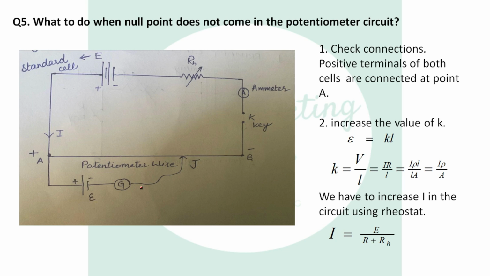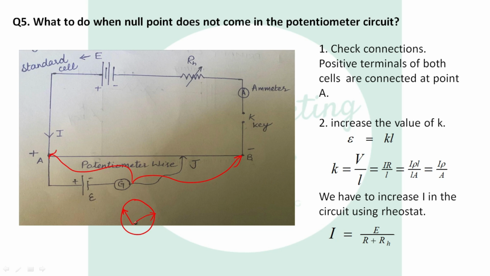In order to check the connections of the potentiometer, first of all, we touch the jockey at point A. Let us say the galvanometer shows deflection to the left side. And when we touch the jockey at point B, the galvanometer shows deflection toward the right side. This is how we check the connections of potentiometers. If both deflections are opposite, that means the connections are right.